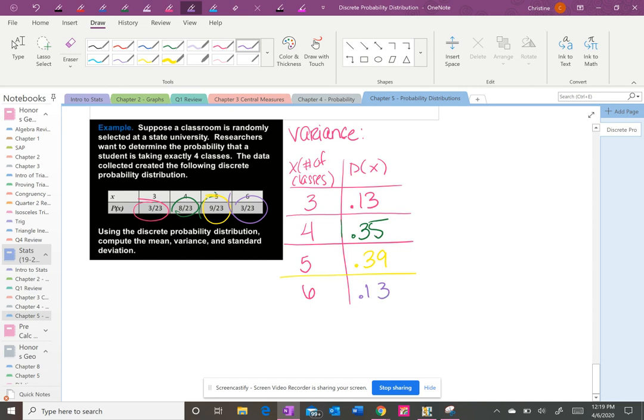0.13. Remember, this is a probability distribution, so all of those numbers should equal 1. I'm just going to check real quick. I did round some of the numbers, so it might be off. Let's cross our fingers. No, it equals 1. So it does equal 1.